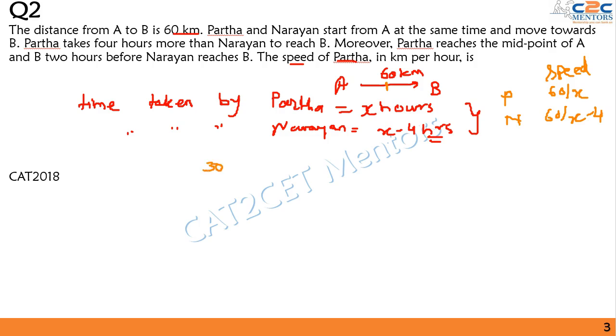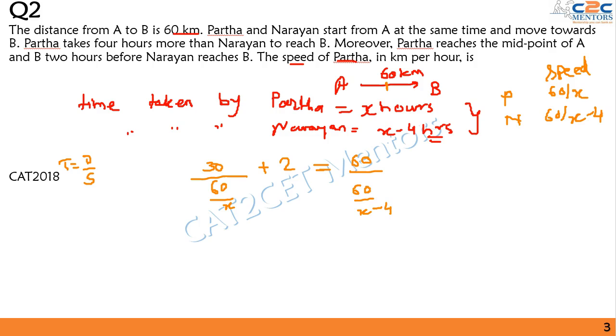Half of the distance between A and B is 30 kilometers and time is equal to distance upon speed. This is the formula that we are using over here, and the speed which we have calculated gives 30 upon 60 by x. This is the equation for Partha. He takes this, plus 2 because it takes 2 hours less than Narayan to reach B. Okay, so I can equate it with the time required by Narayan to cover the entire distance, that is 60 upon x minus 4. I hope this equation is clear to you.